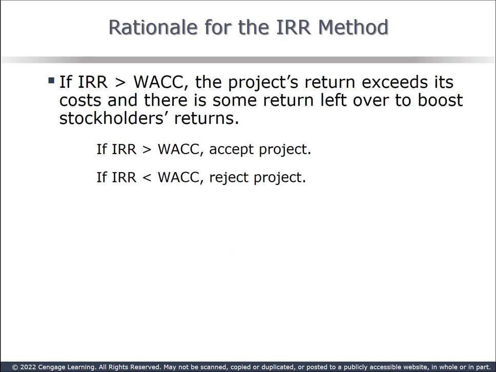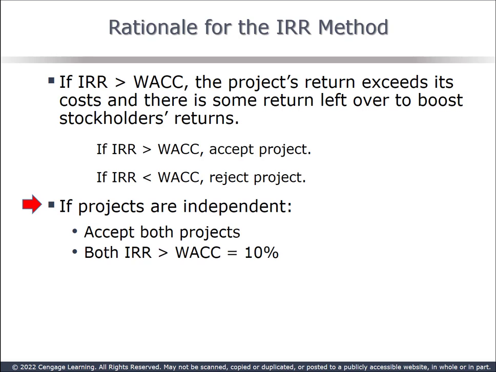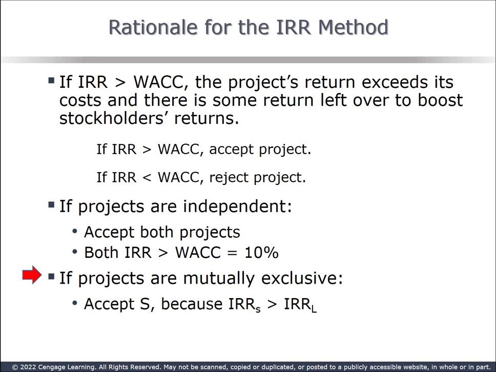The decision criteria for IRR is simple. If a project's internal rate of return is greater than the firm's cost of capital, accept the project. If less, reject it. Note that if projects are independent, we would accept both projects. Both IRRs are greater than the cost of capital, 10%. If they're mutually exclusive, they should not be ranked on IRR.